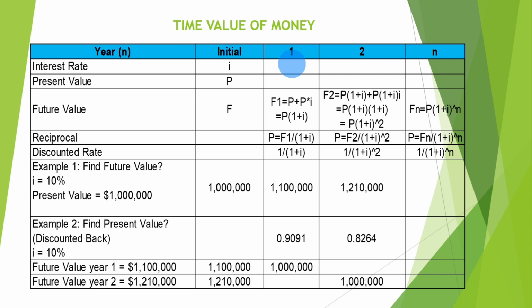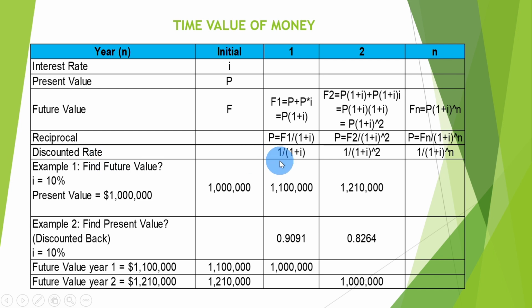Here we have the first year, 2nd year, and the nth year. For the first year, the future value F1 is equal to P, the present value, the original amount at year 0, plus P times i, which is our interest. I believe many of us will be able to understand this fundamental knowledge, and we take P as a common factor, times 1 plus i. Similarly, for the second year, we will have F2 equal to P times 1 plus i to the power 2. You can see this formula for the result.